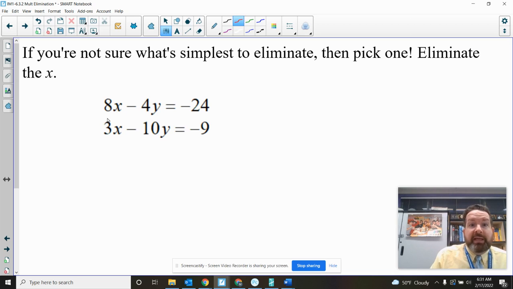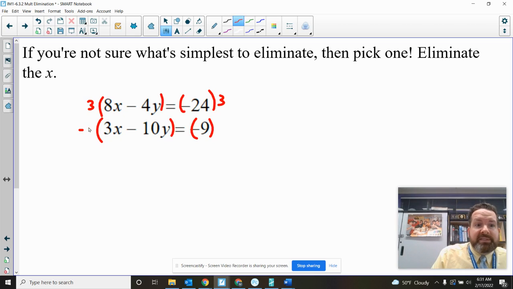I look at 8 and 3, and here's a trick you can use. If I've got an 8 here and a 3 here, I'm going to multiply the top equation by 3. And I'm going to multiply the bottom equation, not by 8, but by -8 to create this pair of opposites. So notice, I'm just multiplying by the coefficient from the other equation. Let's see how this works out then.